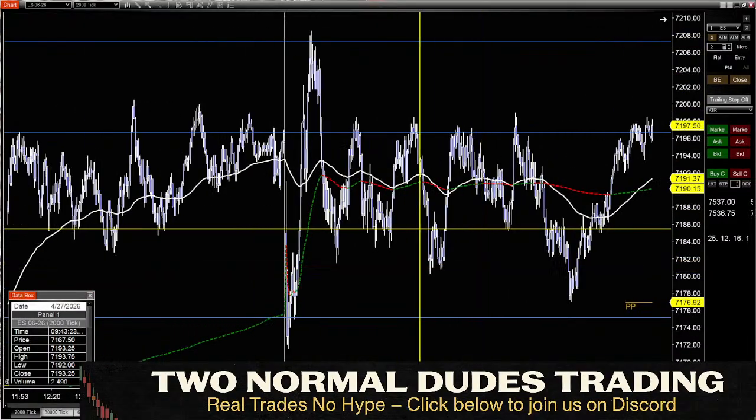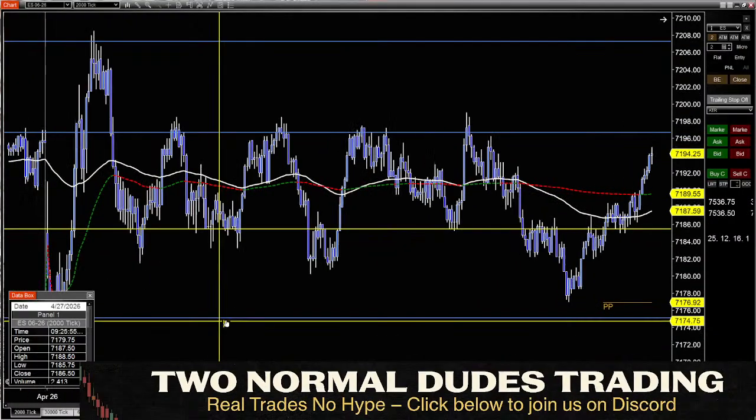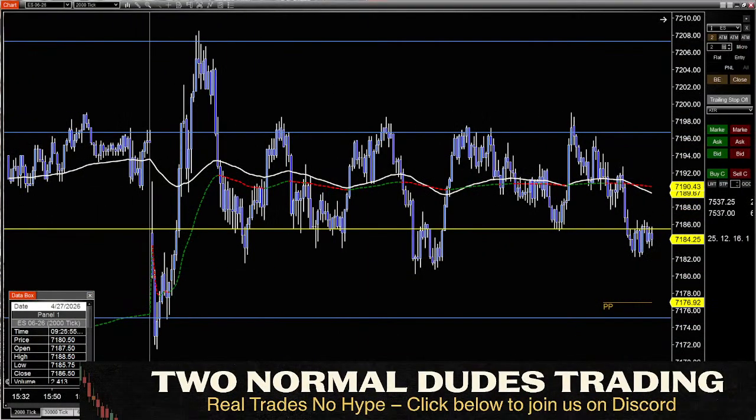Let's get this puppy spread out just a little bit more here so we can look at this. All right, so I'm going to do the basic rules, and then the next video will be a little bit more advanced breakouts, stuff like that. When to add on a breakout, when not to add on a breakout. But we're going to do basic rules right now.